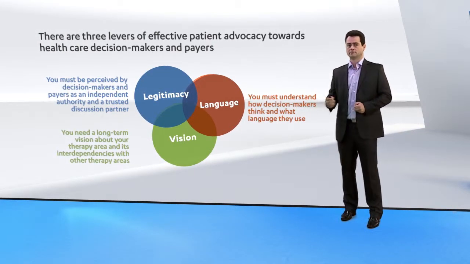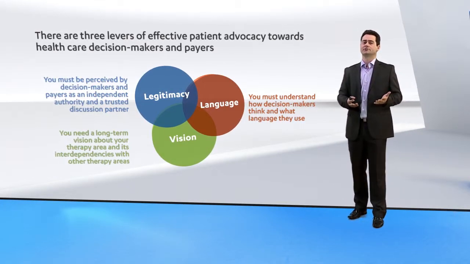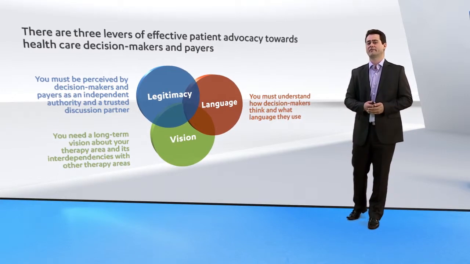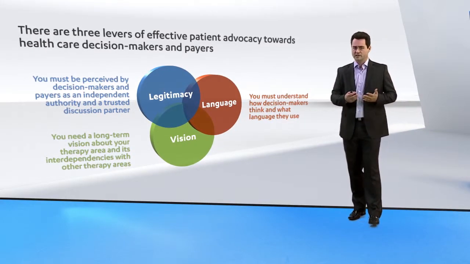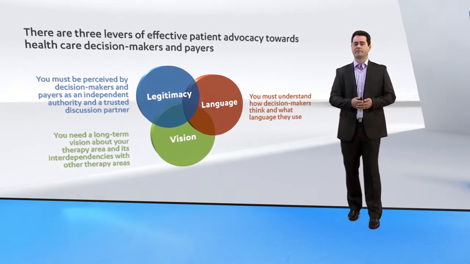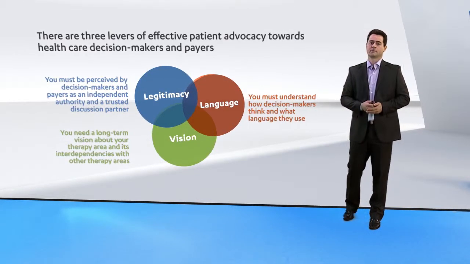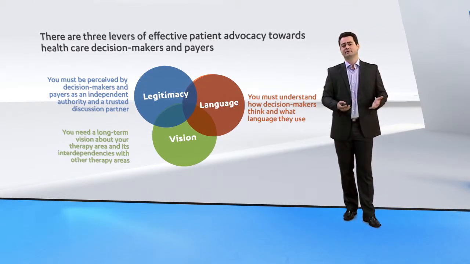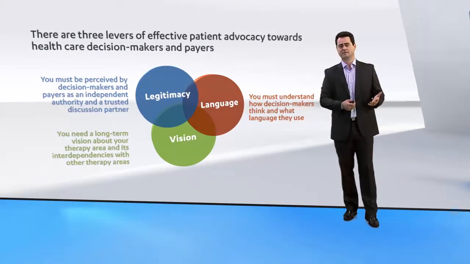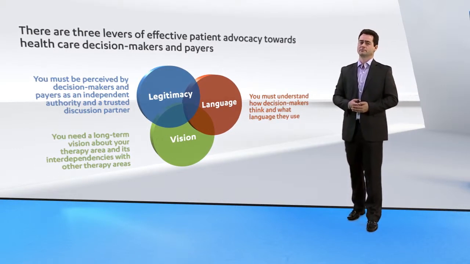Vision. This means that you, as a patient advocate, must be able to tell decision makers how you would like to see the future of the therapy area you represent. You must also be able to know how your therapy area is related to other therapy areas. Legitimacy. This means that you, as a patient advocate, must be perceived by decision makers and payers as an independent authority and a trusted discussion partner.